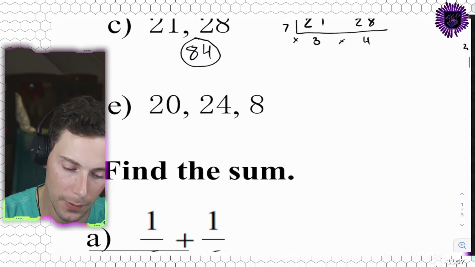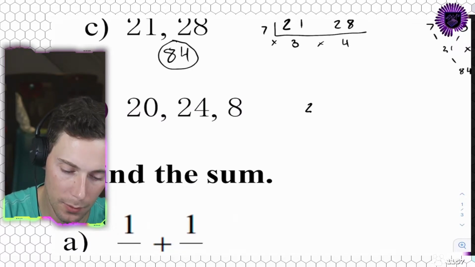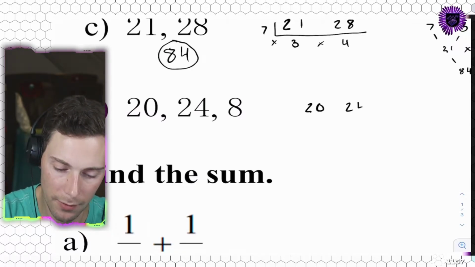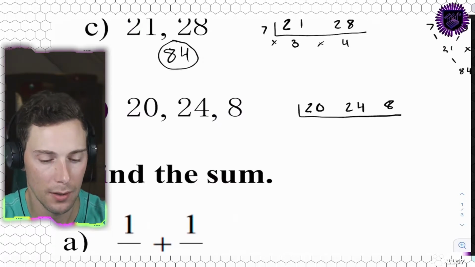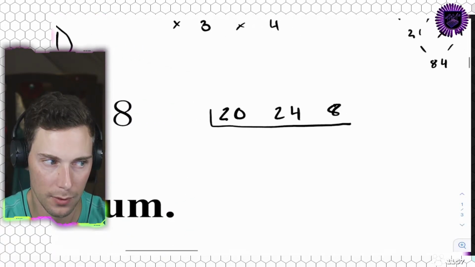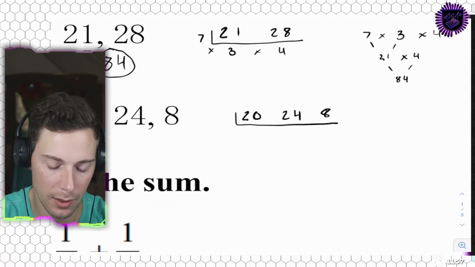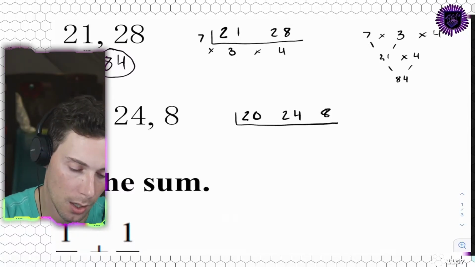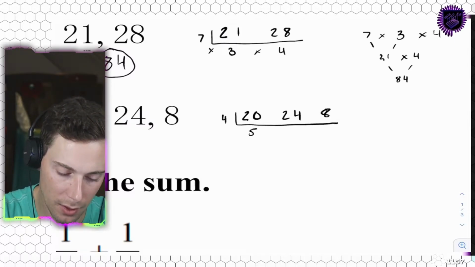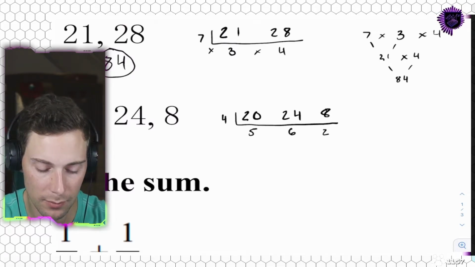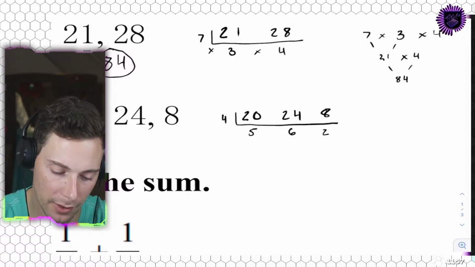Okay, so let's go. 20, 24, and 8. Let's do the ladder method here. So 20, 24, and 8. The greatest factor I can think of is going to be 4. 4 goes in 5 times, it goes in 6 times, and it goes in twice. Then there's no common factor for these ones.